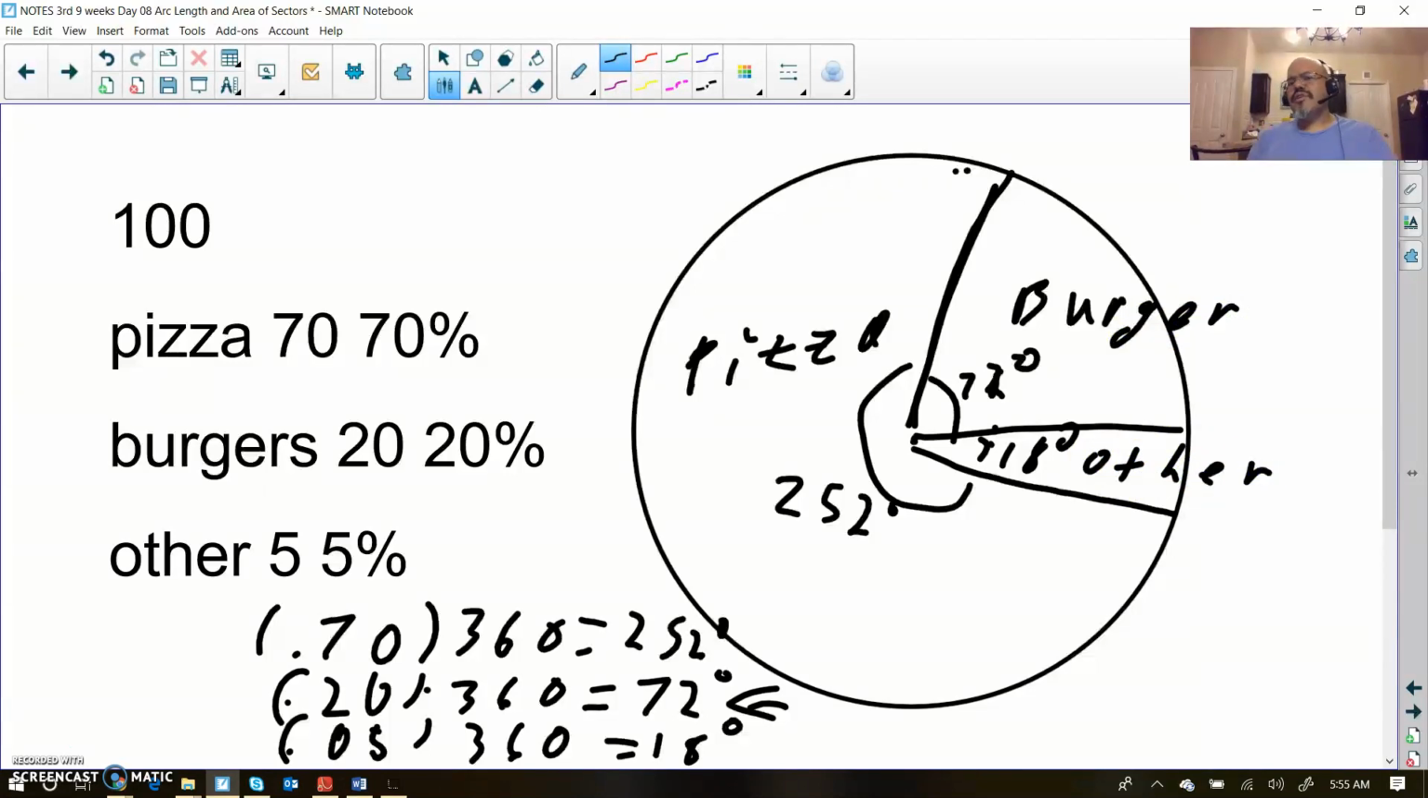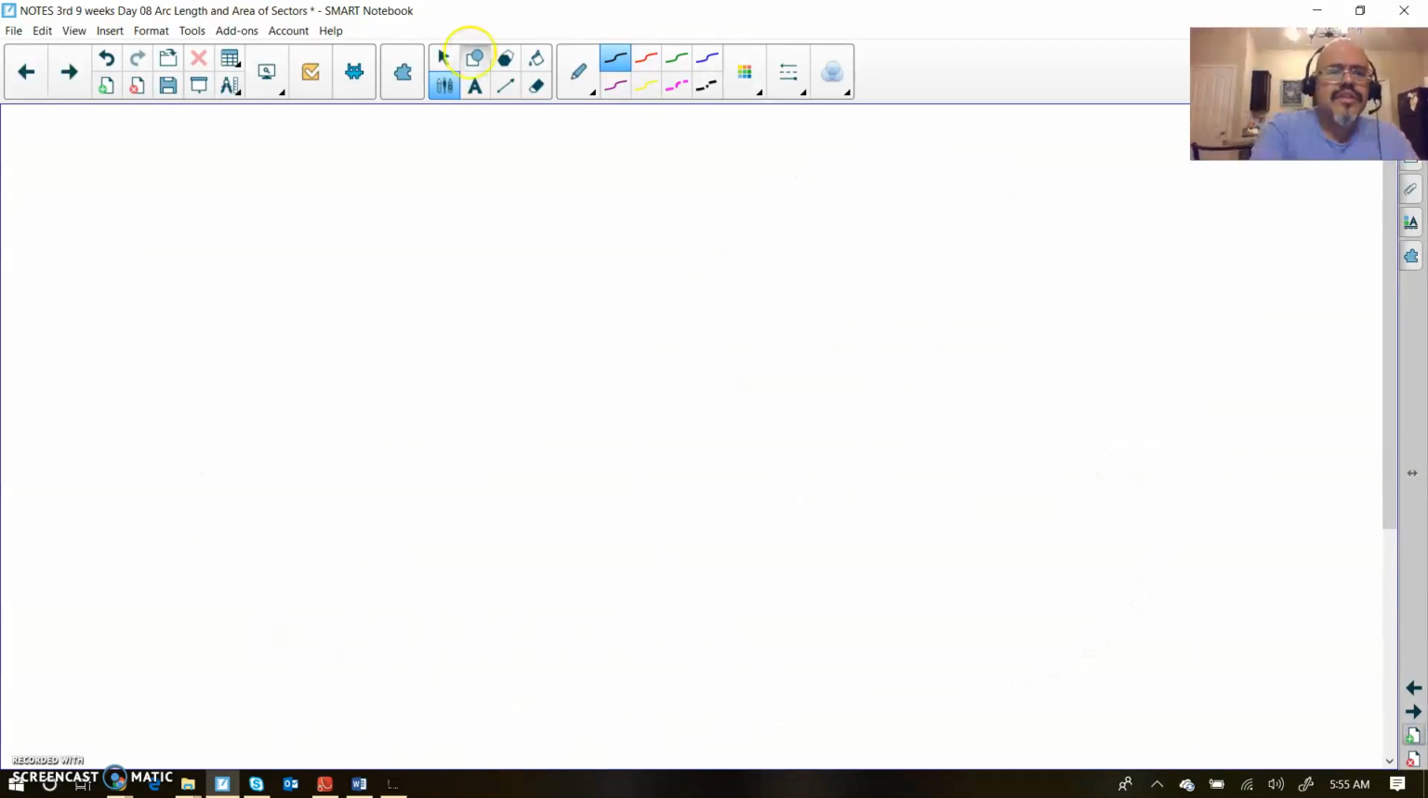Now, when we're talking about arc length and sector areas, we do almost the same thing, but we're going to be basing this off of the angle, and that's going to give us a portion. So let's go ahead and move to another one. I'll go ahead and show you this.